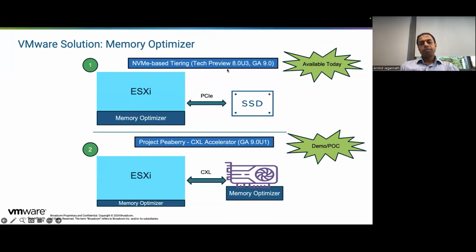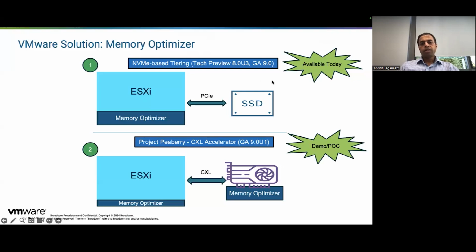What that means is that with the tech preview, you could go ahead and deploy a solution that uses NVMe SSD. And this has to be directly attached on the host. And then there is software that runs on ESX that manages memory tiering. But this software is fully integrated into the ESX kernel, which means that customers do not really have to do anything special. All they need is a config.